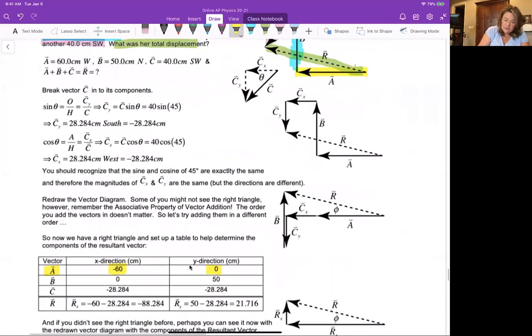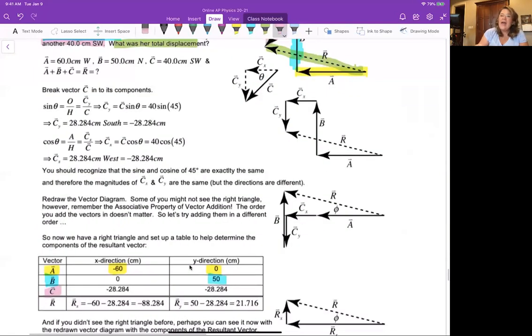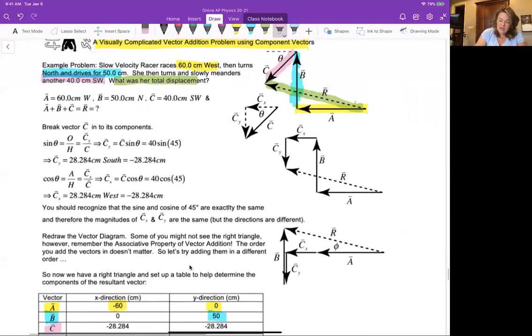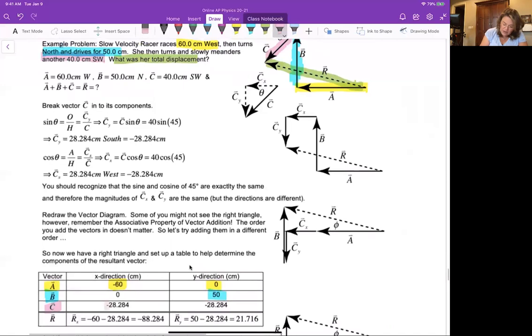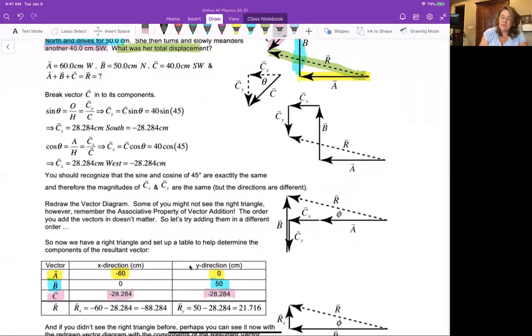And then B, which I had in blue, has only a direction north. So it only has a positive y direction. C, however, the car's displacement, had both an x and y displacement. And notice that both of those displacements were negative, okay? Because it was pointing down on the y-axis and pointing to the left on the x-axis. And also notice the values are the same because it was 45 degrees, and sine of 45 and cosine of 45 are the same. So when you use SOHCAHTOA, you found the same thing, okay?